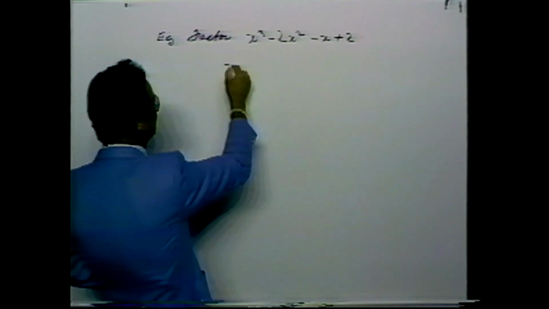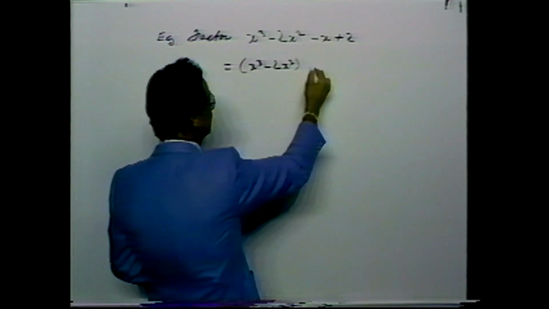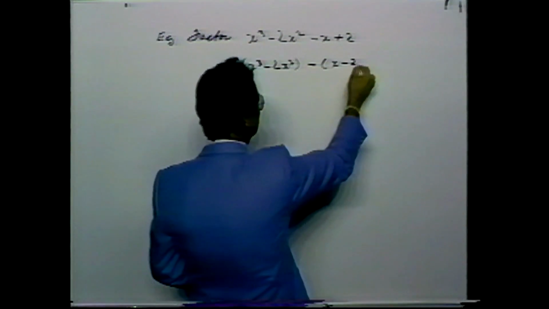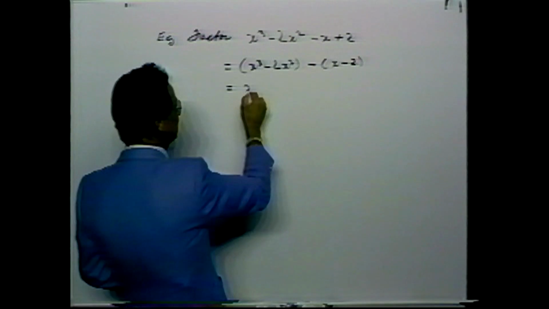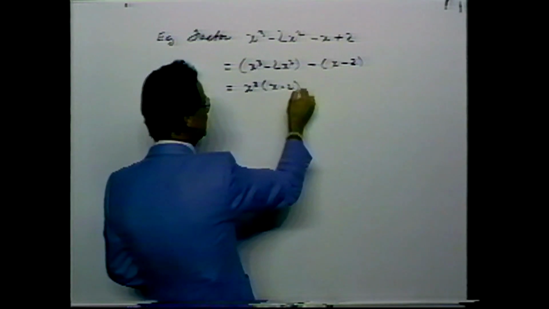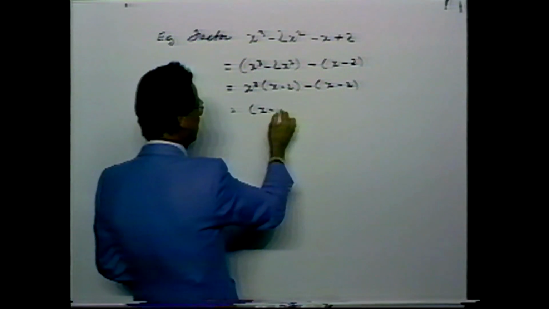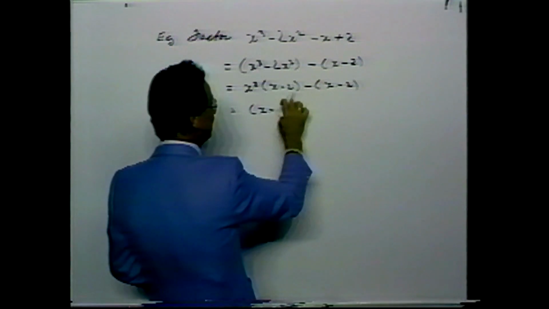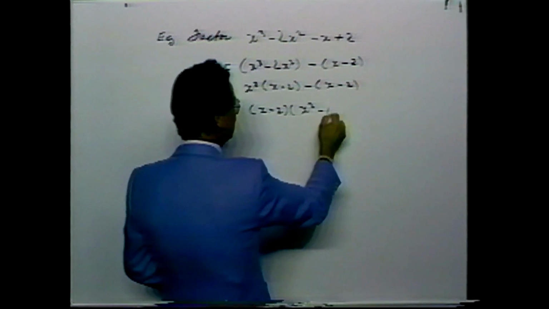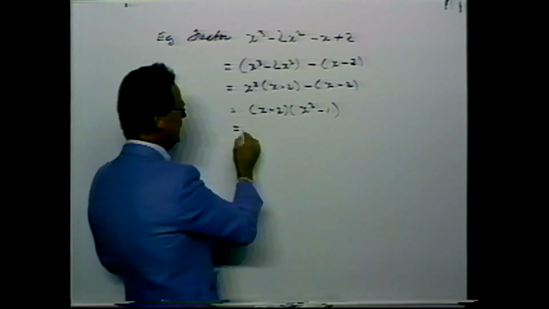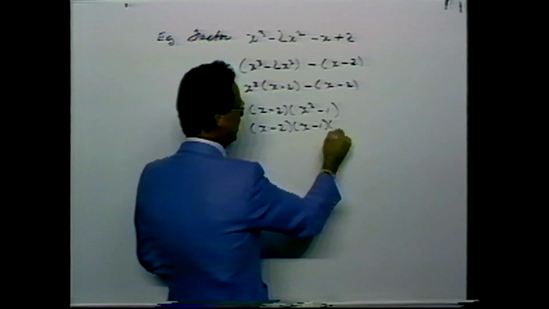Notice that if I group the first two terms together and the last two terms together, that this is equal to x squared times x minus 2 minus x minus 2, and that x minus 2 is a common factor to both of these terms, leaving x squared minus 1 behind. This follows with x minus 2 multiplied by x minus 1, x plus 1.